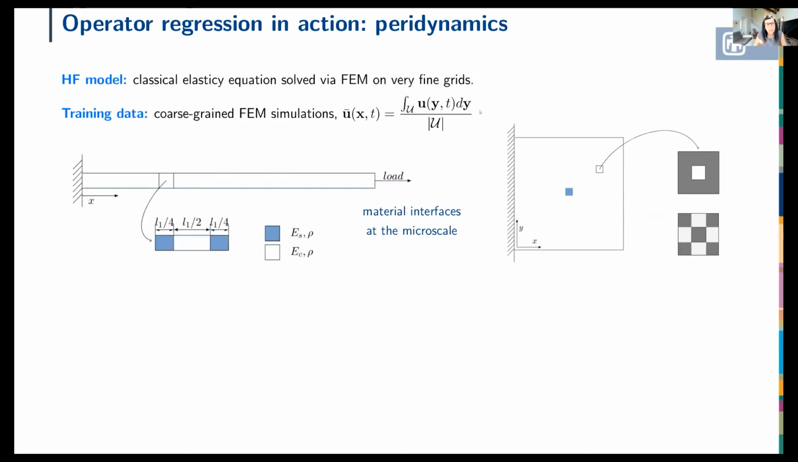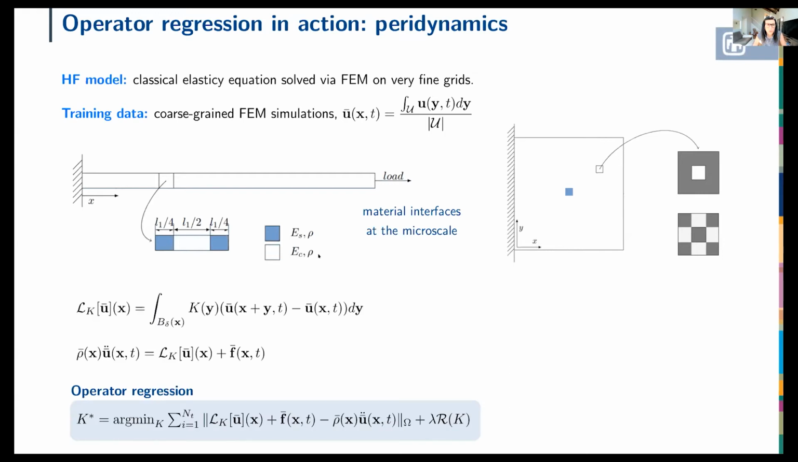So we are in the context of materials with heterogeneities. And what we have here is a bar or a 2D body with heterogeneous microstructure. And the operators that we consider are the same. So our high fidelity model is the classical elasticity equation that for data generation we're going to solve by the finite element method. And the candidate non-local model is the one that I introduced at the beginning. And in this case, we have the additional second time derivative.